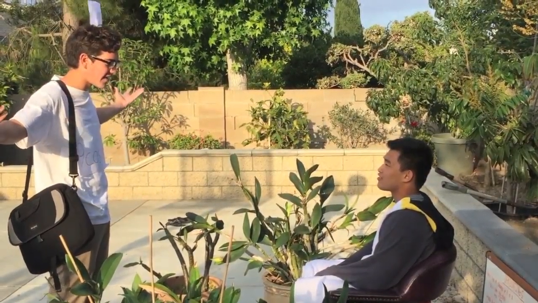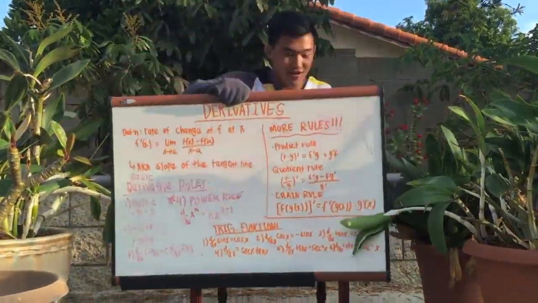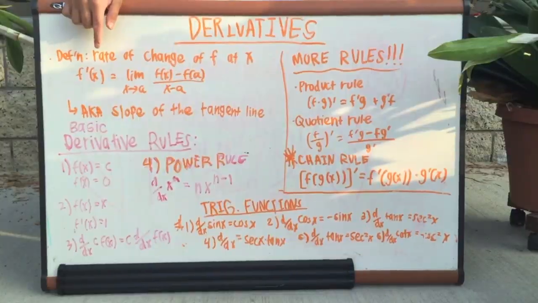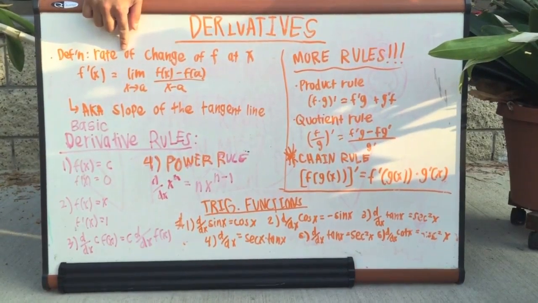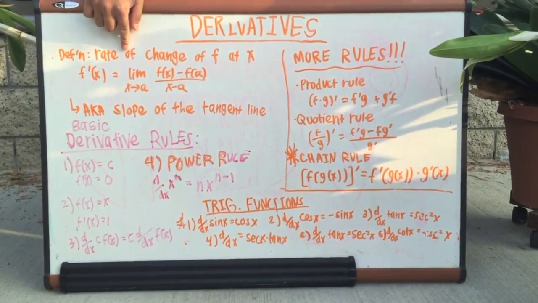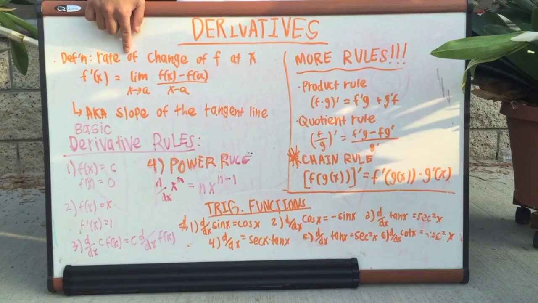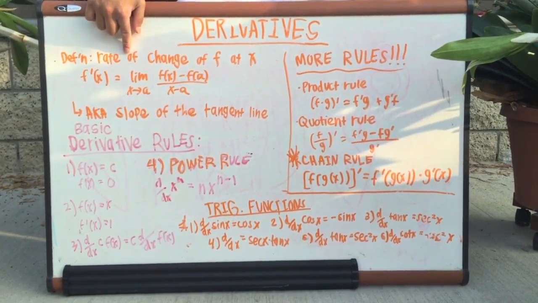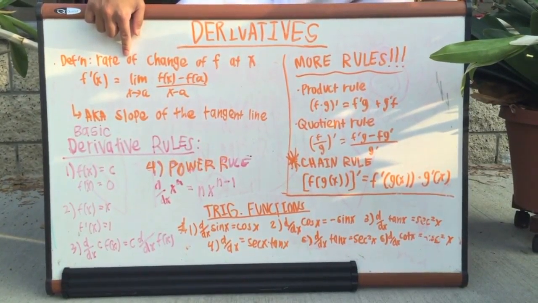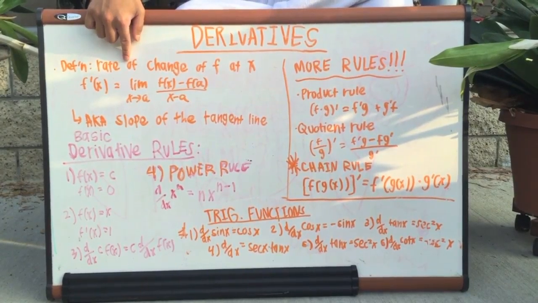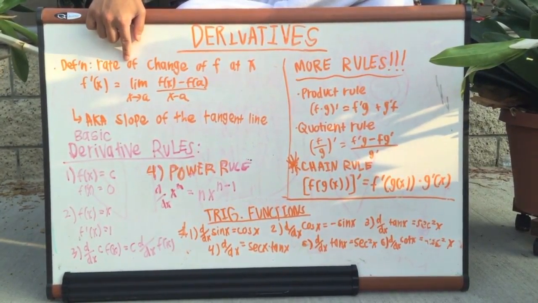What's that? Alright, calm down. I'll tell you everything you need to know about derivatives. With this. So a derivative is simply the rate of change of f at x. It is also known as the slope of the tangent line, which can be defined by the limit of x approaching a of f of x minus f of a over x minus a.